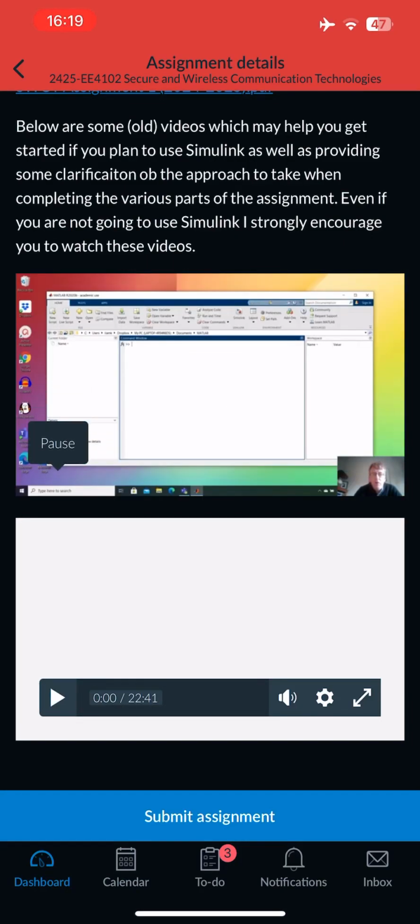In this video, I'm just going to go through the basic process of using Simulink within MATLAB to build a model for investigating quadrature amplitude modulation, as you'll need to do for the completion of the assignment.